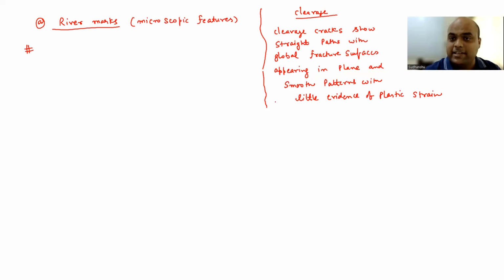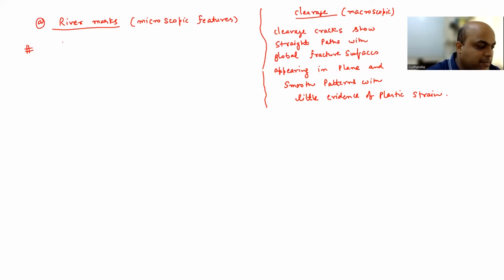Okay, so it says that cleavage tracks are showing the straight path, and the fracture surfaces, if you see them globally, in the macroscopic. So this is macroscopic we are talking about. Macroscopically, if you see, it will show you a very smooth plane, or pattern, and those are called cleavage planes. Okay, I will show you in the next lecture or probably later all these micrographs of the fracture surfaces.